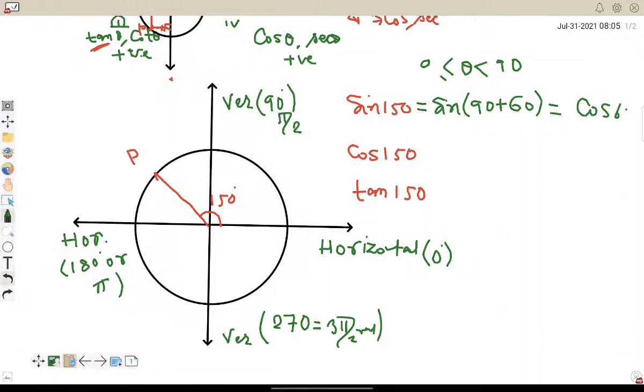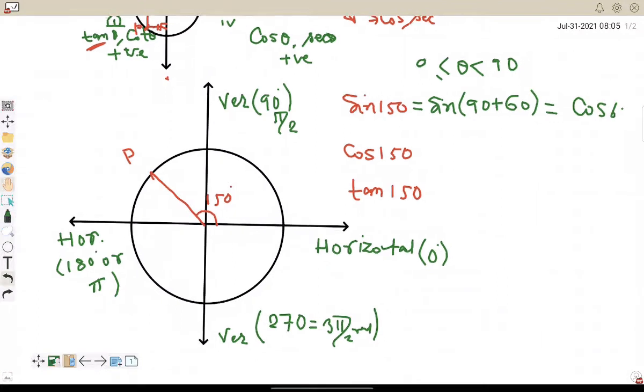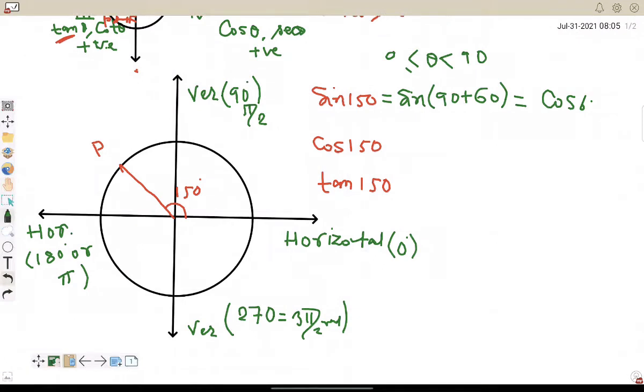But you need to check also the sign of sine and cos in which quadrant. First we write cos 60. But in the second quadrant, we can check 150 angle is in the second quadrant. So in the second quadrant, this complete value must be positive. So what is the value here? First, replace. Cos 60 is equal to 1 upon 2 directly. So the answer is 1 upon 2.